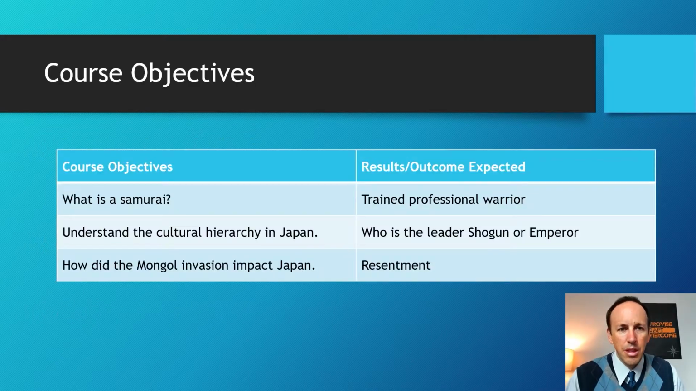Let's get into it. What's a samurai? A trained professional warrior, something like a Marine or a Navy SEAL today, as opposed to a ninja, which would be more like a CIA agent, more like a spy. We know who the leader is, right? Is it the shogun or the emperor? It starts off being the shogun, then they'll fight about that in a little bit. And how did the Mongol invasion impact Japan? Resentment, but they were saved by a storm. We'll get into that too.